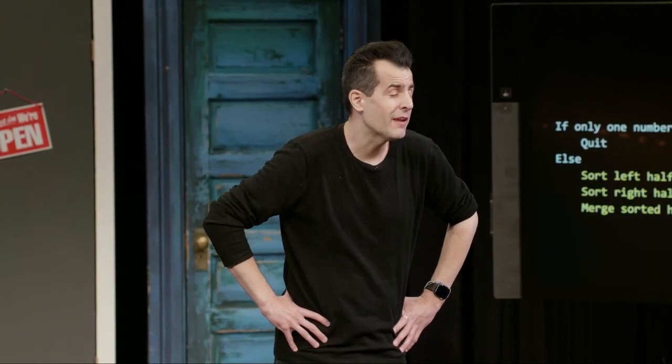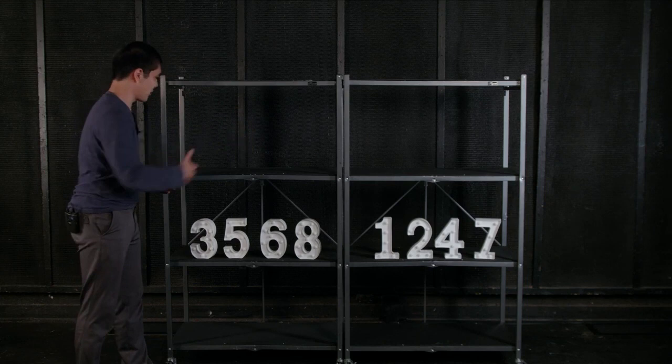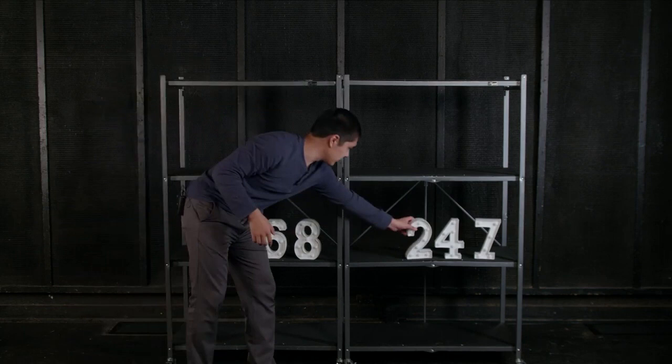Could you, Brian, merge the sorted halves? Yeah, and I think this is actually an example we've seen already. And what I'm going to do in order to sort these two halves is just take the smaller number from each half and compare them again and again. So between the 3 and the 1, that's the smallest number. So that goes into place. Then between the 3 and the 2, the 2 is smaller. So we'll take that and put that into place.